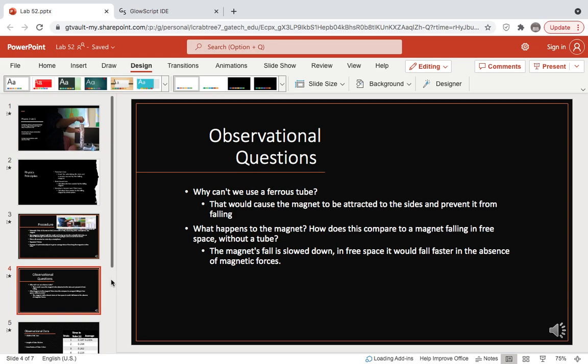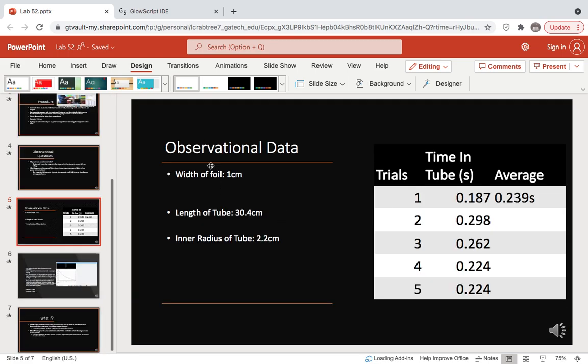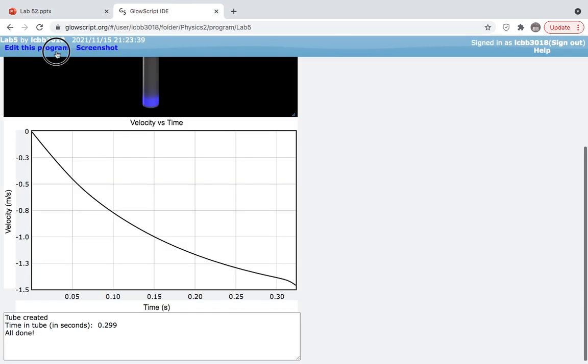So here's the data. Here's the width of the foil, the length of the tube, the inner radius of the tube, and here are my values for the time, giving this average time. And so now I'll show you the code for the model.